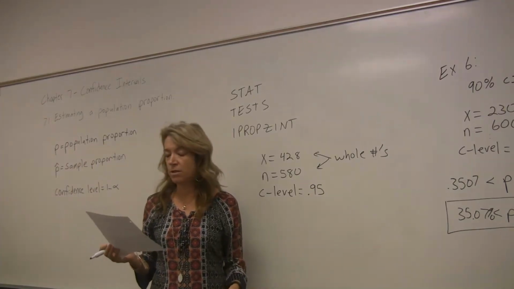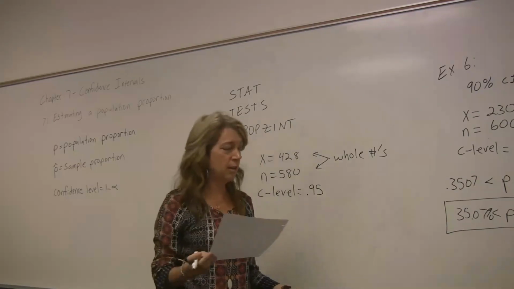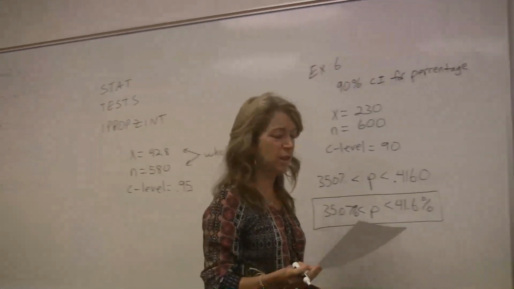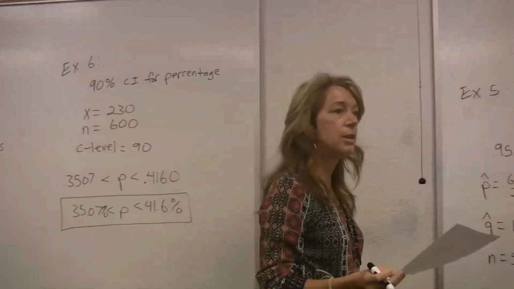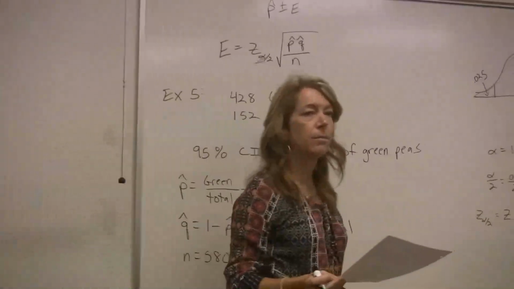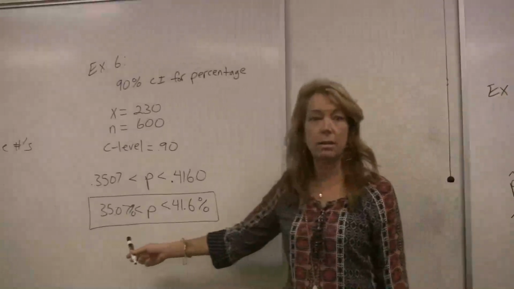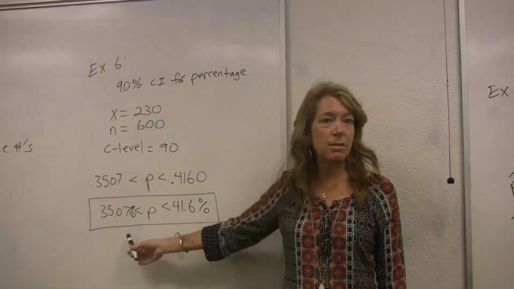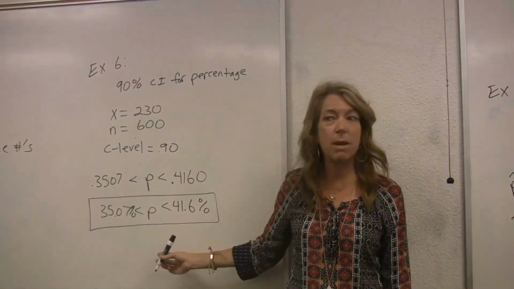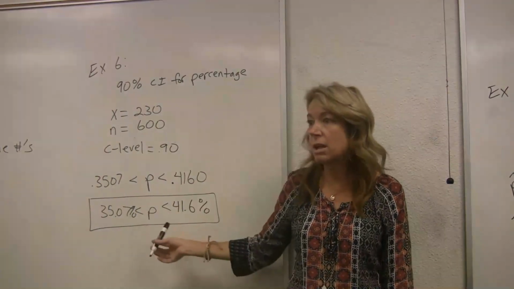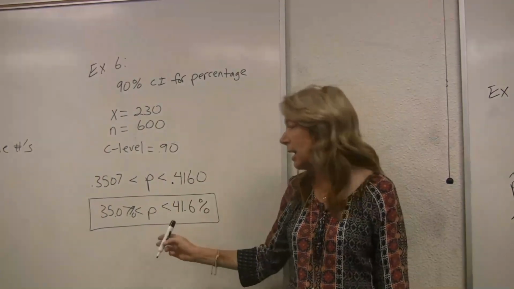The follow-up question says that the movie theater claims that 25% of the teenagers are going to see the movie. Does their claim appear to be correct? No. Why not? 25 is not in there. This tells me that there's more people coming than the movie theater thinks. So maybe they need to open another screen, they need to hire more people to work that day.